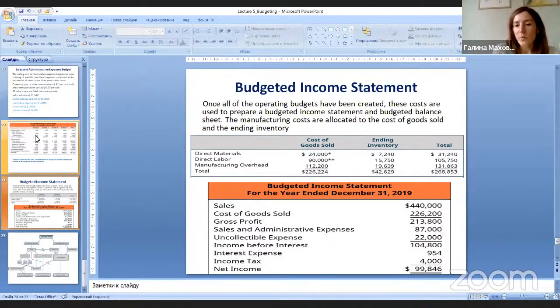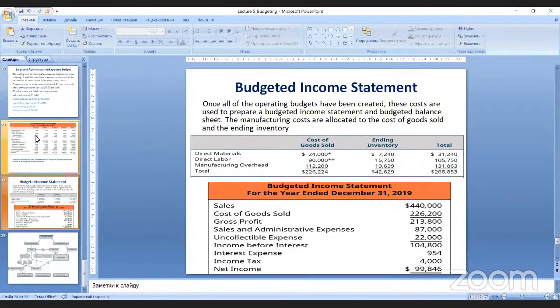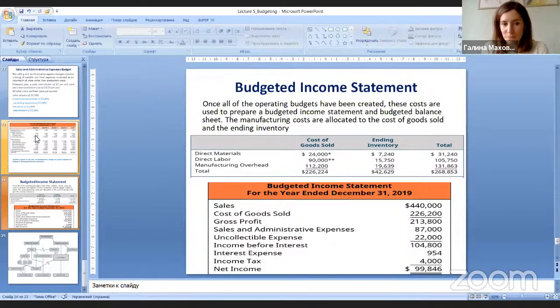Then sales and administrative expenses that are also reflected in our budgets. Then here we have uncollectible expense, but it's specific to this company. And we will have income, then tax, and we will have net income. So we use the result of operational budgets in the income statement. And the income statement is like a border between operational and financial budgets. It's like the end of the operational process and the beginning of the financial process.